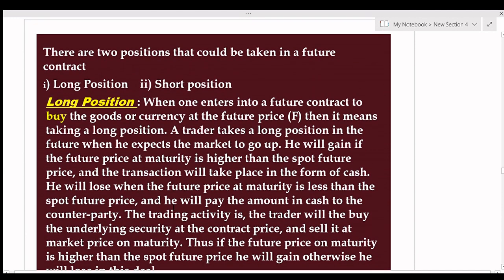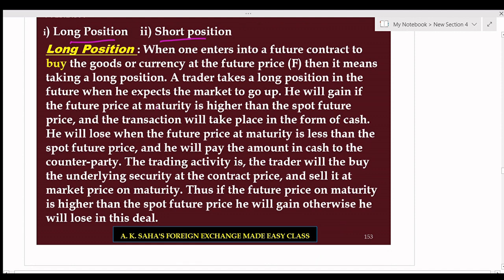There are 2 positions that could be taken in a futures contract. Number 1 is long position, number 2 is short position. Long position: when one enters into a futures contract to buy the goods or currency at the future price F, it means taking a long position. A trader takes a long position in the future when he expects the market to go up.